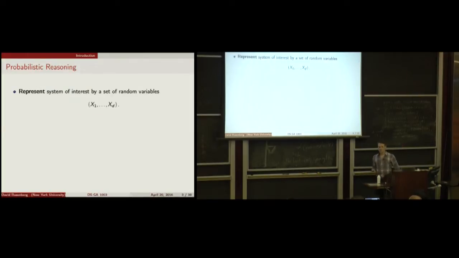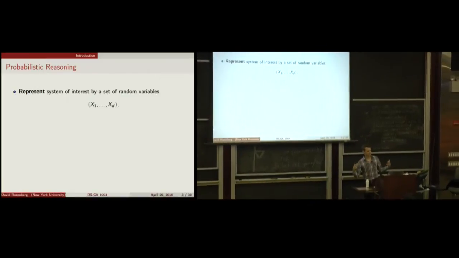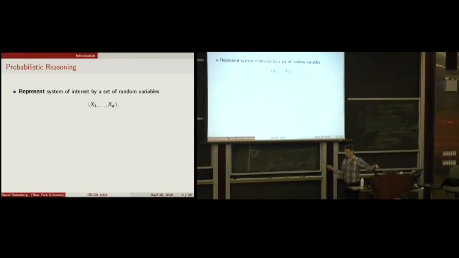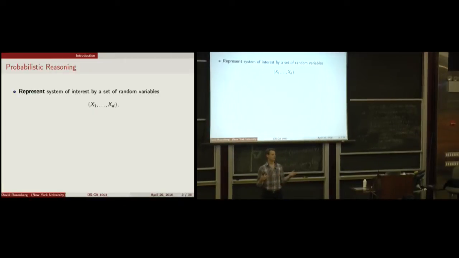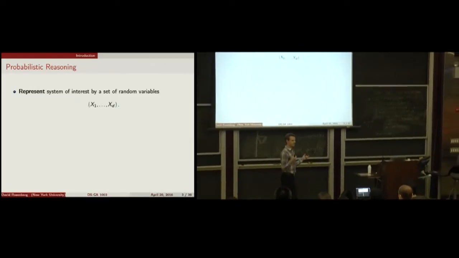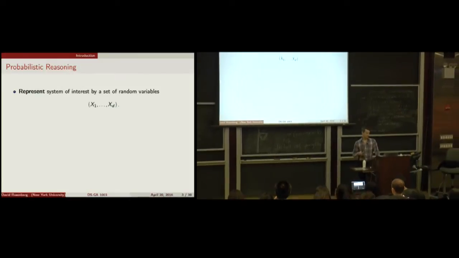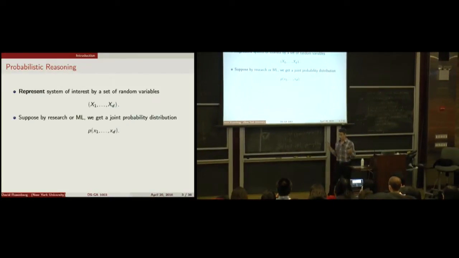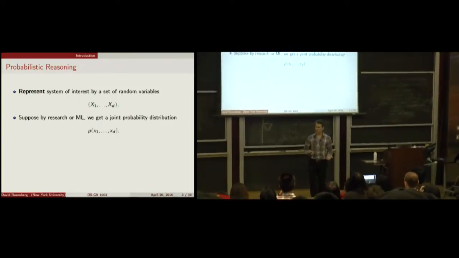All right. So Bayesian networks fall into the area of probabilistic reasoning. Probabilistic reasoning is where we represent our system of interest by random variables. Our usual system of interest has features and labels. We could represent this entirely probabilistically, where the features and the label are all random variables, and we think about the whole system as a set of random variables. What do we need to know about random variables to completely understand them? We need to know their joint distribution.